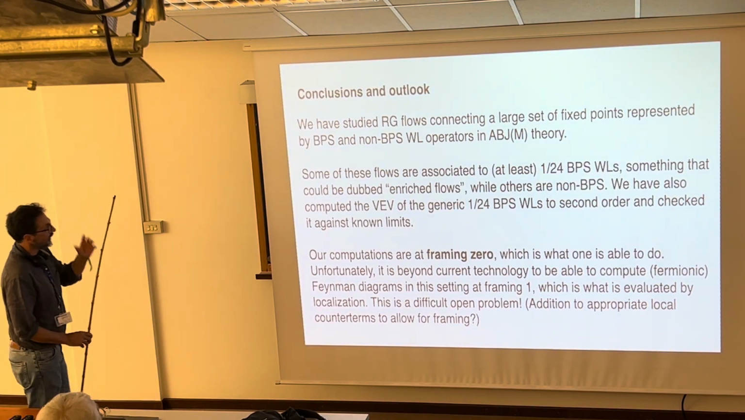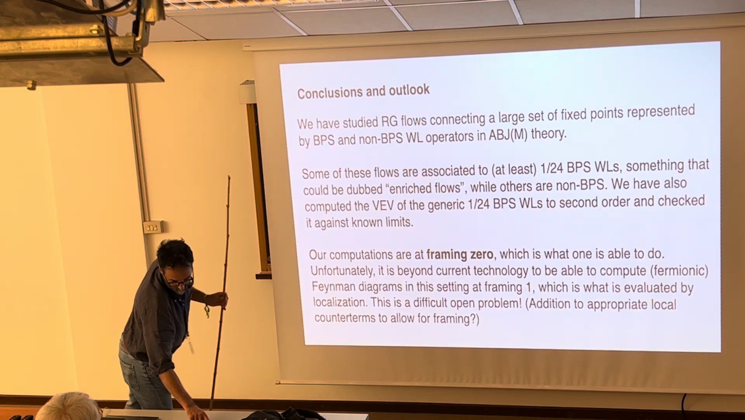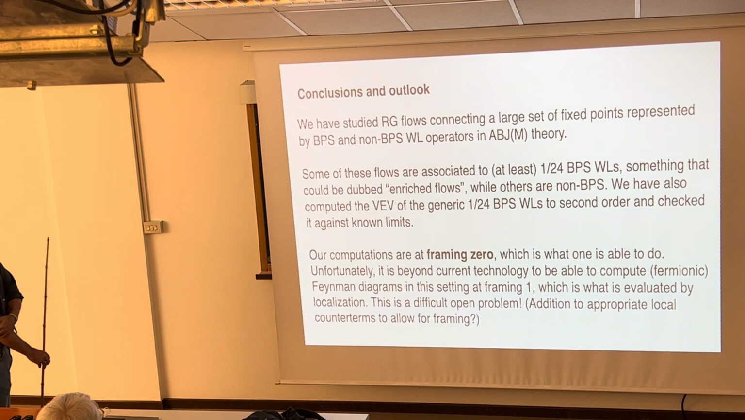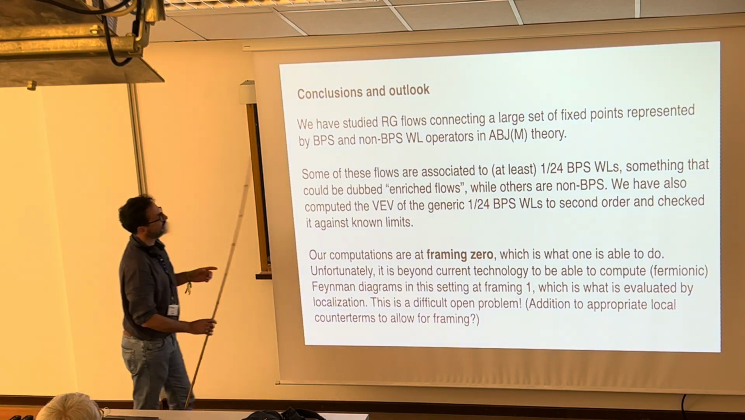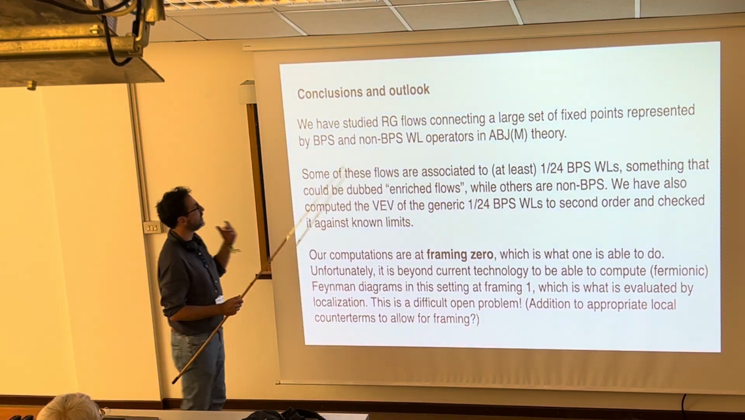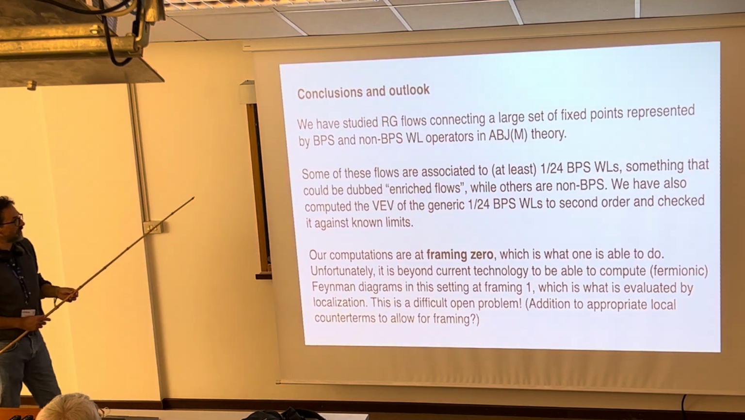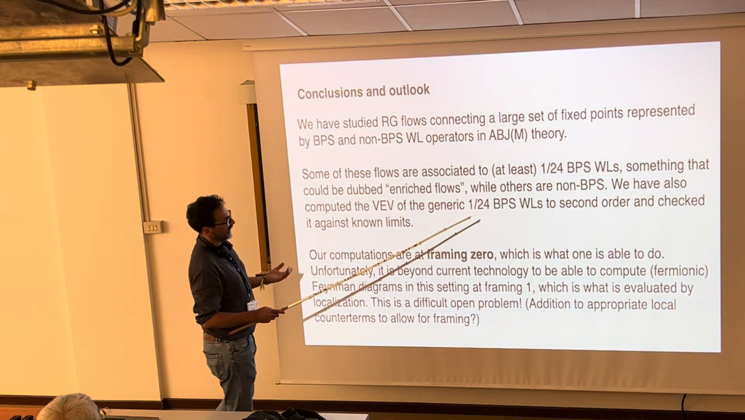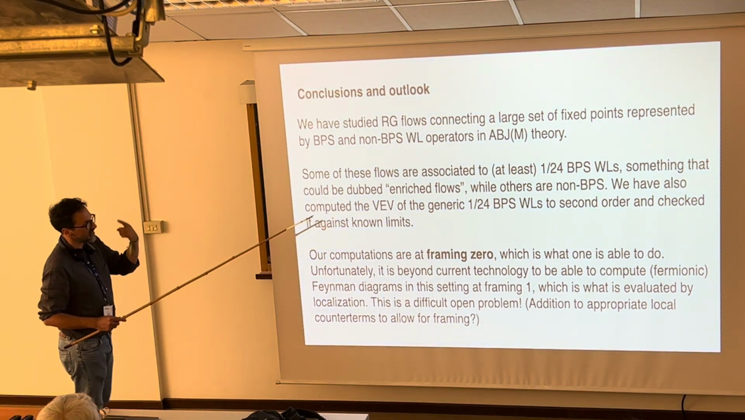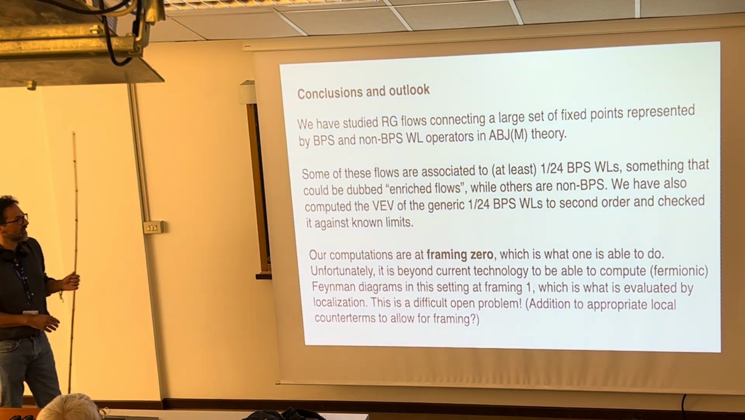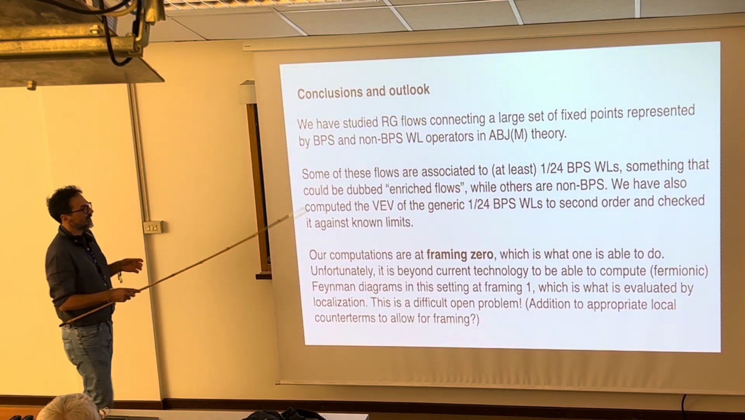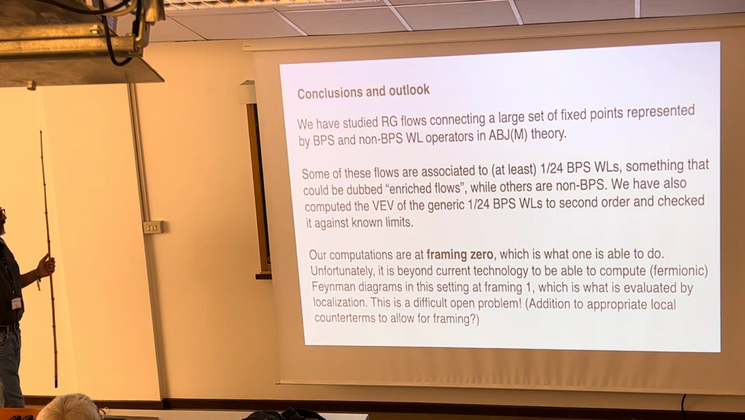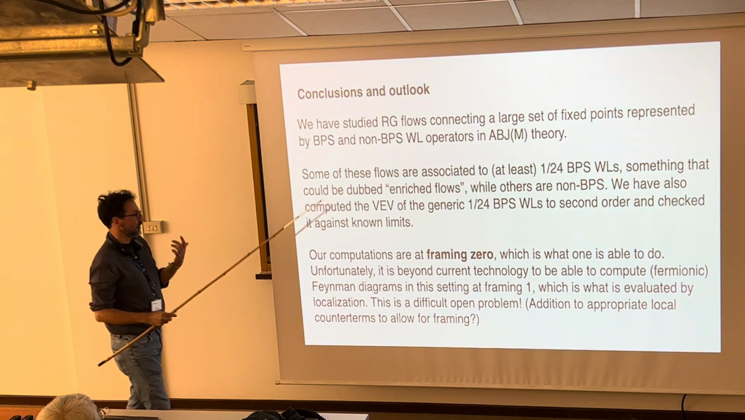Anyway, so I'm concluding, I think. No, okay, I still have a little bit of time. So we have studied RG flows connecting a large set of fixed points represented by BPS and non-BPS Wilson loop operators in ABJM theory. Some of these flows preserve at least one supercharge, so there are 1/24 BPS Wilson loops, something that can be dubbed as a rich flow, so there are flows that preserve at least one supercharge, while others are non-BPS, the ones from the second paper.